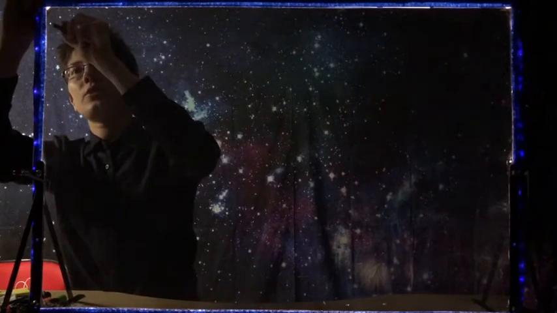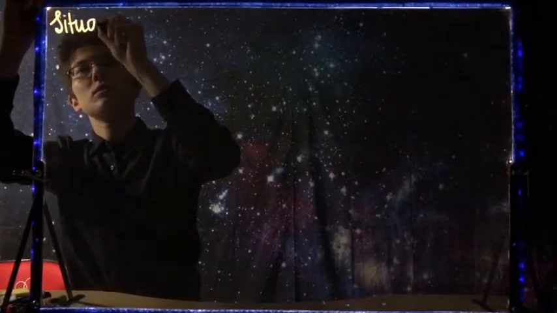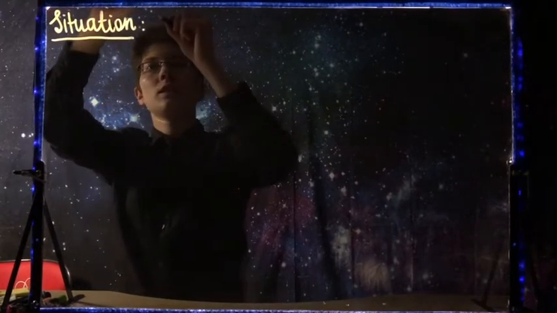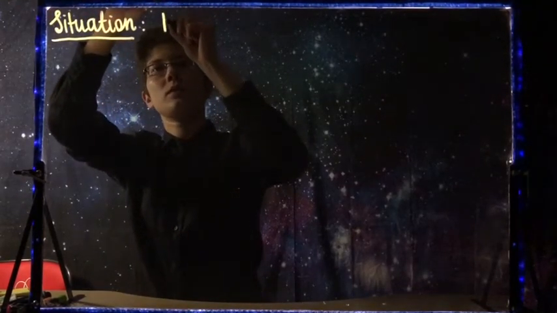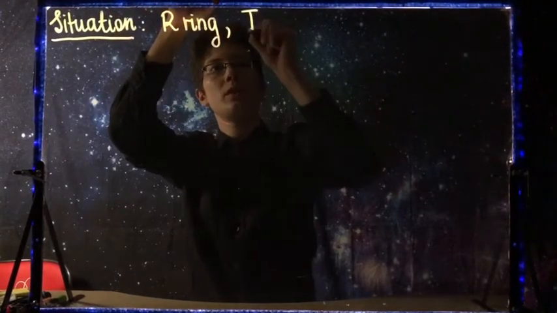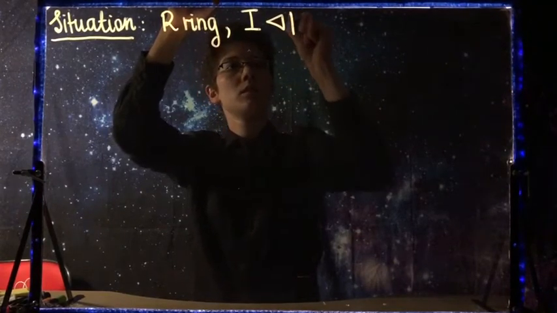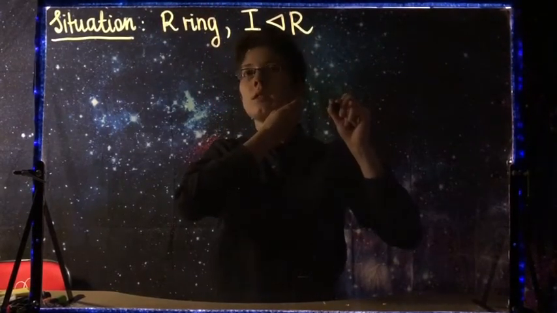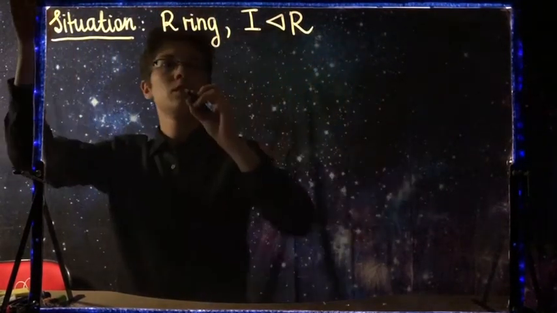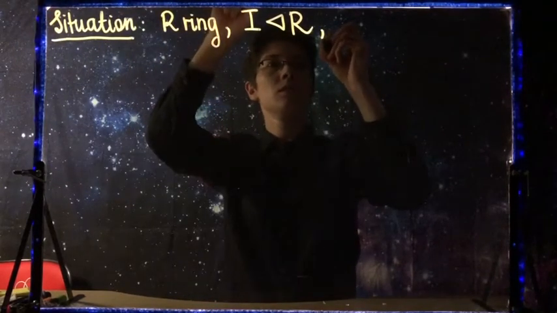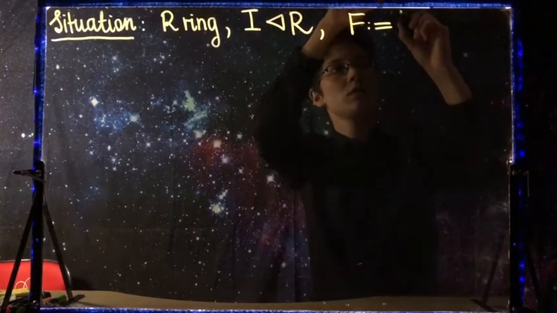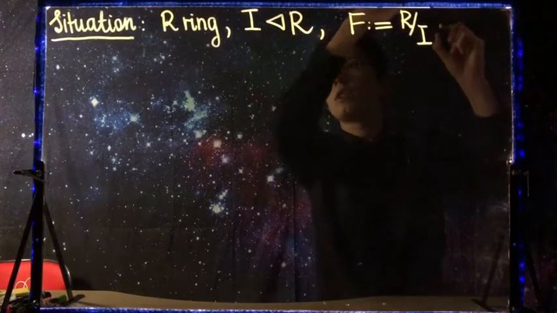Let us consider the following situation. Let's say that we have a ring R with an ideal I, such that the quotient is a field. F will denote the quotient, which is a field.